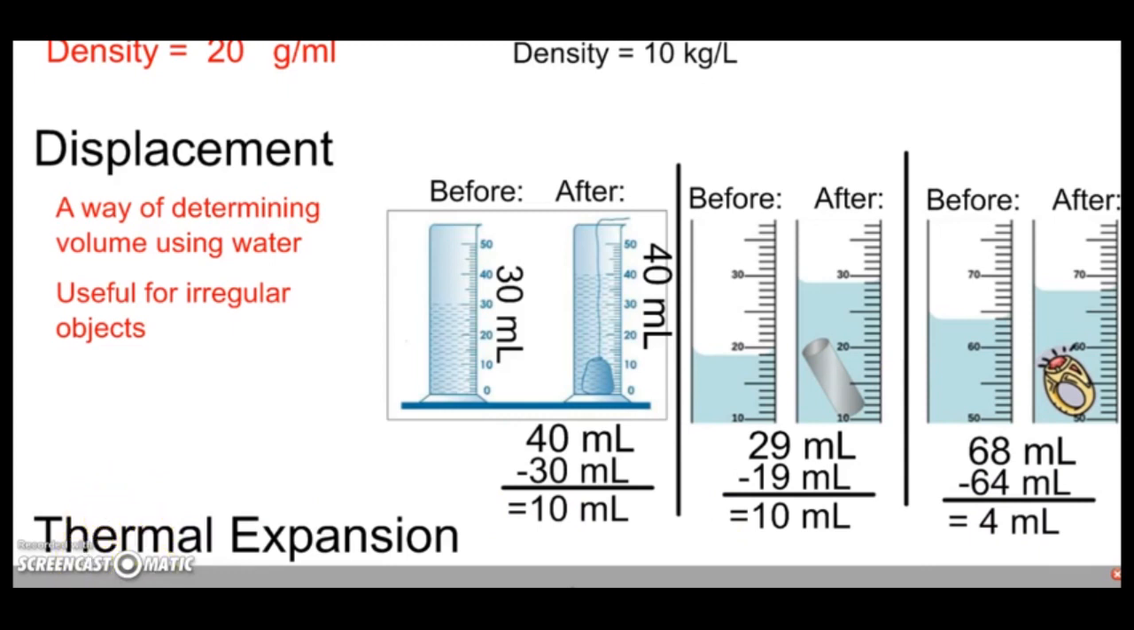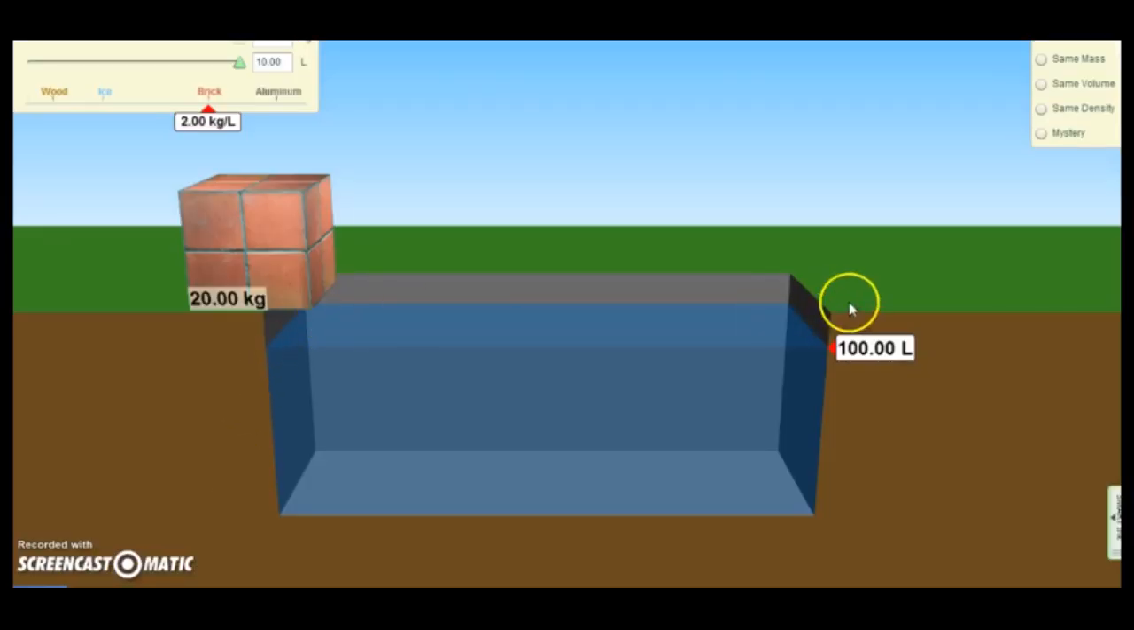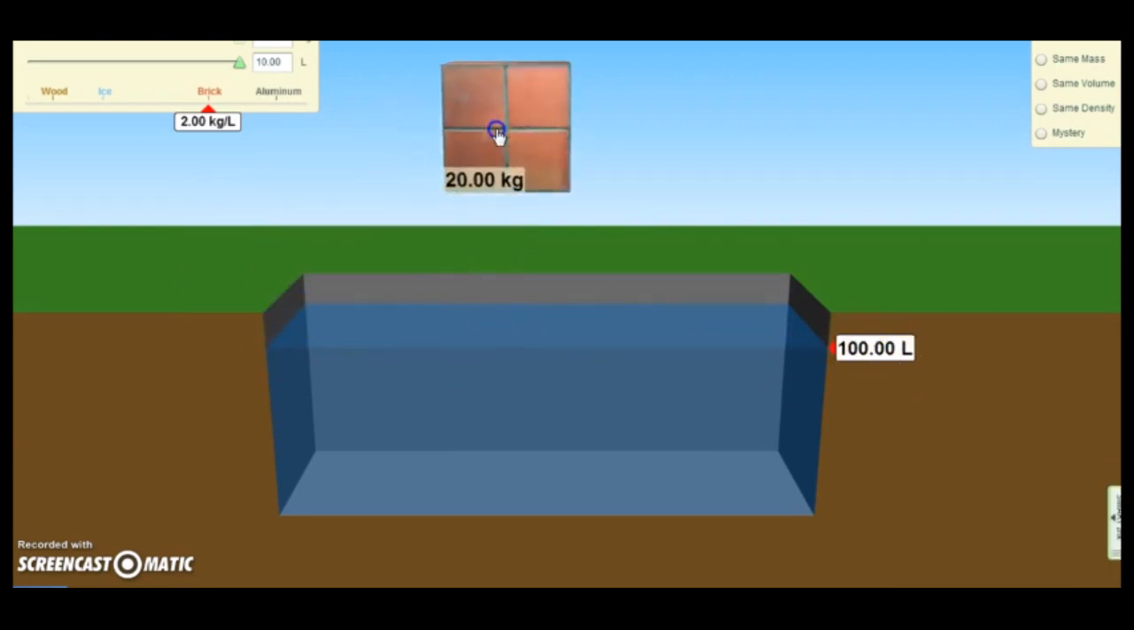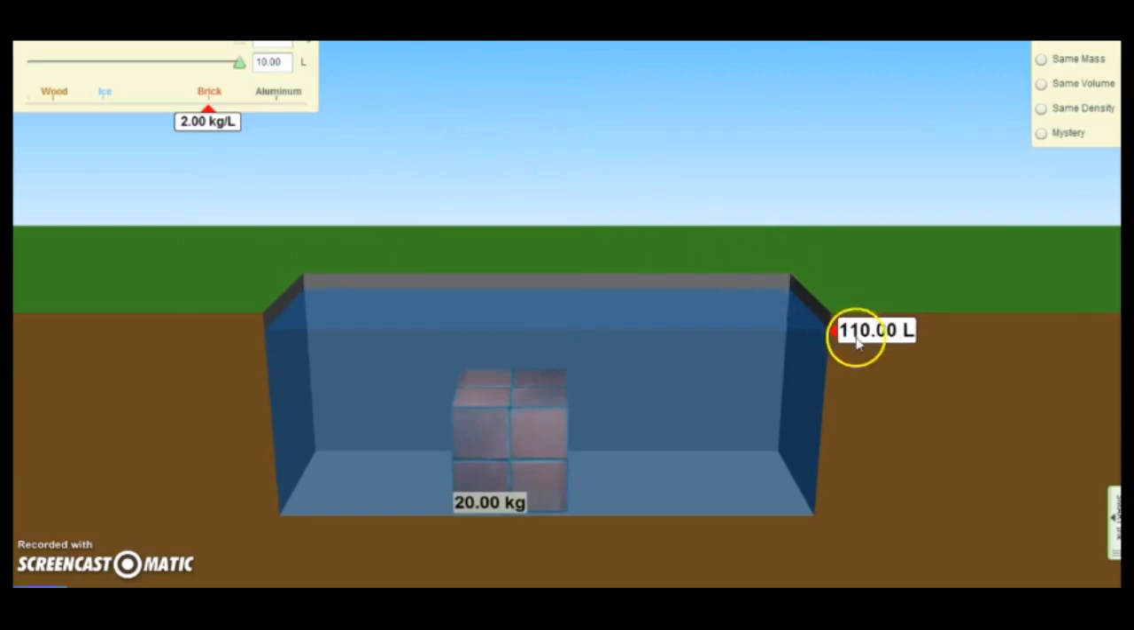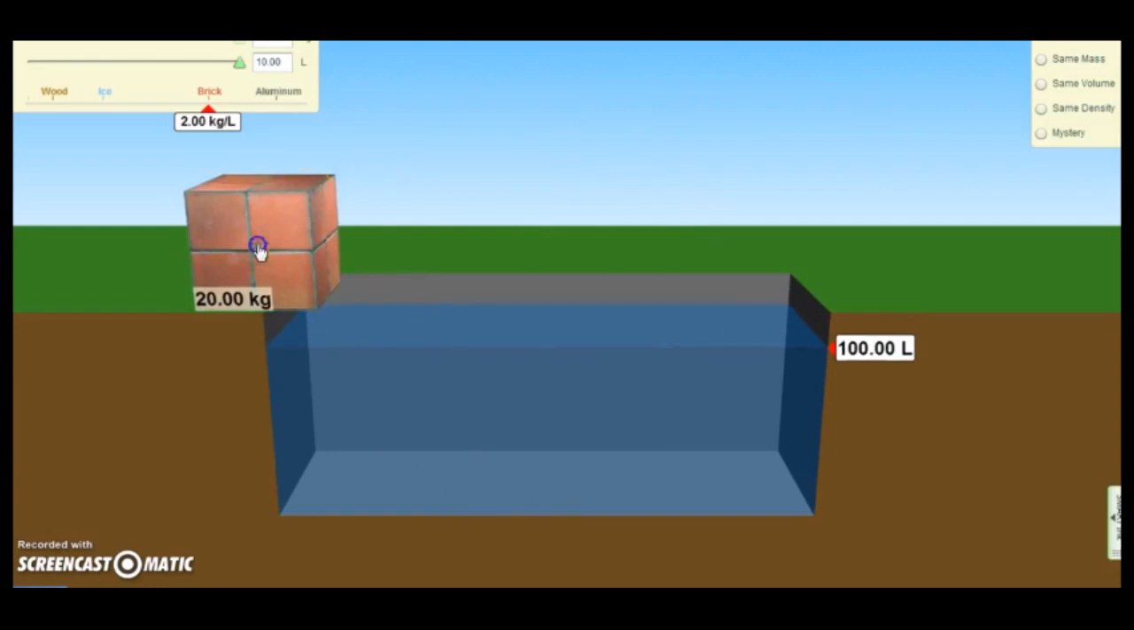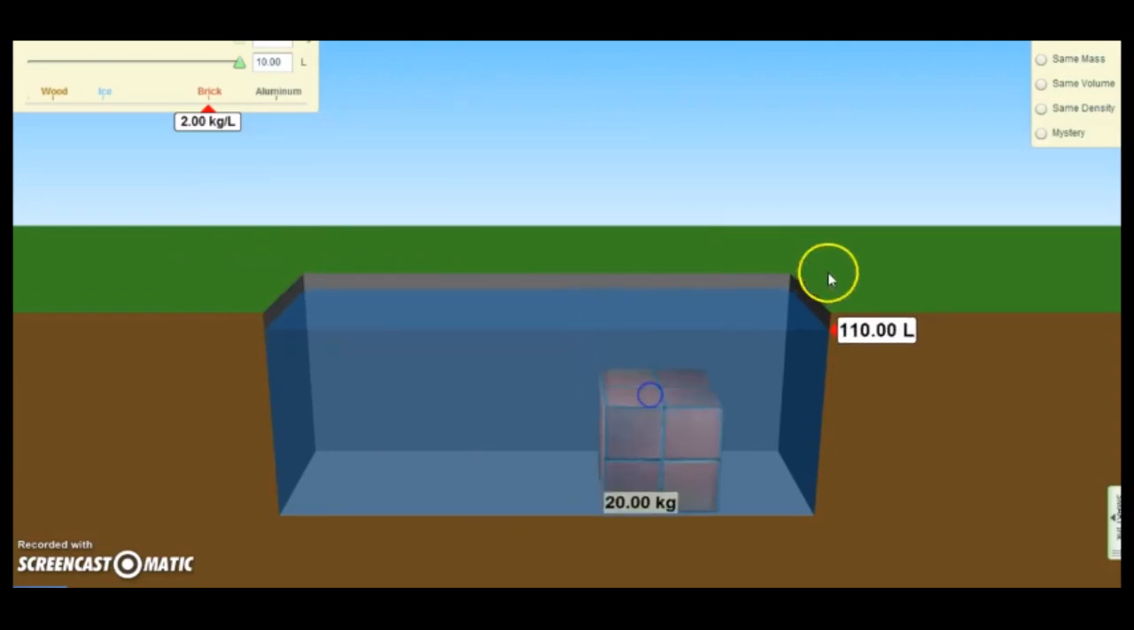If we take a quick look at our simulation, you'll see that this is doing the same thing for us. Notice over here, right now, there's 100 liters of volume being filled by this pool of water. So there's 100 liters of water in here. But if you drop the brick in, we just added 10 liters of volume to it. So as you play with this for the assignment, you can always notice over here, this number is always going to equal something going on elsewhere.